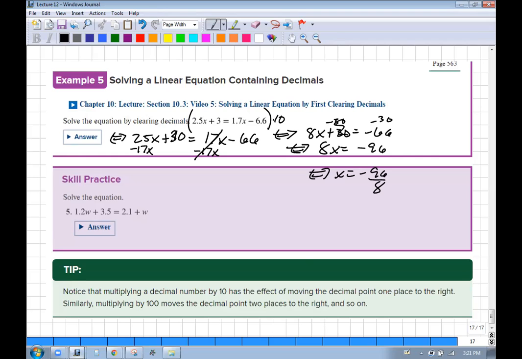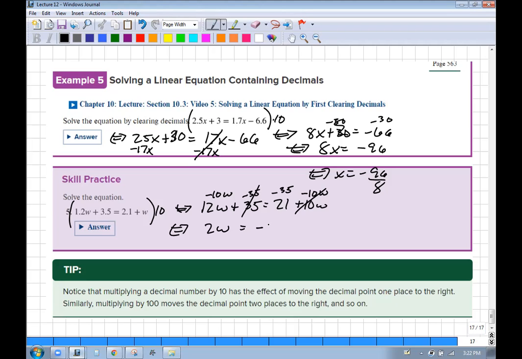Number 5, same thing. If I multiply everything by 10, 1.2 times 10 is 12. 3.5 times 10 is 35. 2.1 times 10 is 21. All right, let's get our w's together. And let's get the 35 away from our w's. 12 minus 10 is 2. 21 minus 35 is what? Negative 14. Divide both sides by 2.